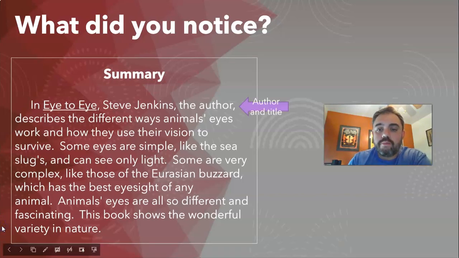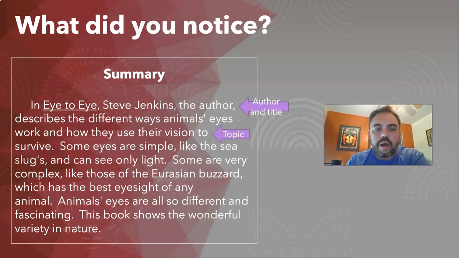Did you notice that? Boom, I got the author and title in there. Super important, but I think you already knew that because that's like a second grade skill. Always include the author and title, very important. Did you notice here I included the topic of the book, and I did that very, very early on in my summary, and that's a good skill because the reader of your summary needs to know what the book is generally about. They need to know the topic.